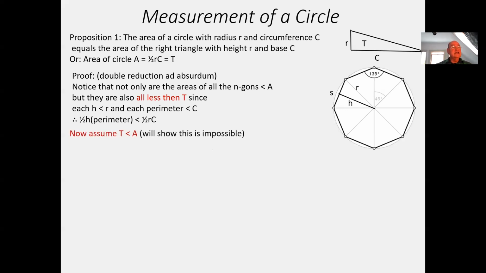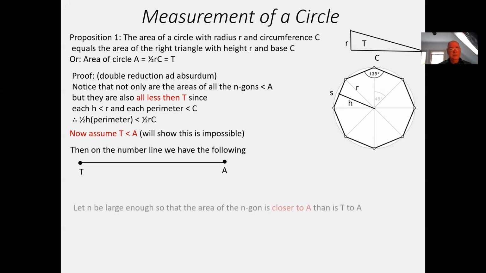So let's see why. Let's assume that the area of the triangle is less than the area of the circle. Archimedes is going to show that this is impossible, that this will lead to something which we know is false. And the idea of the reductio ad absurdum: if you start with a premise and you use valid logic and come up with something which you know is false, and your logic is correct, there is only one thing that you can conclude, that your premise was wrong. We're going to start with the premise that the triangle is less than the area of the circle, and we're going to show something which we know is false.